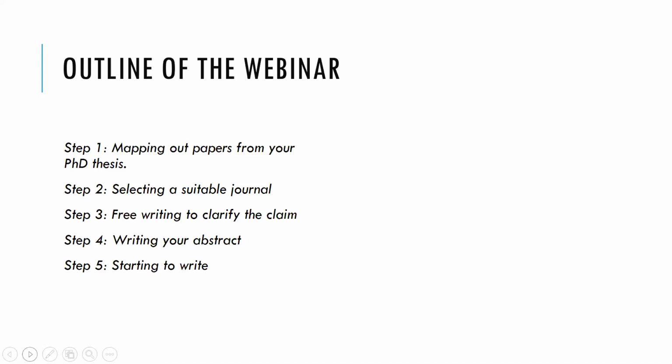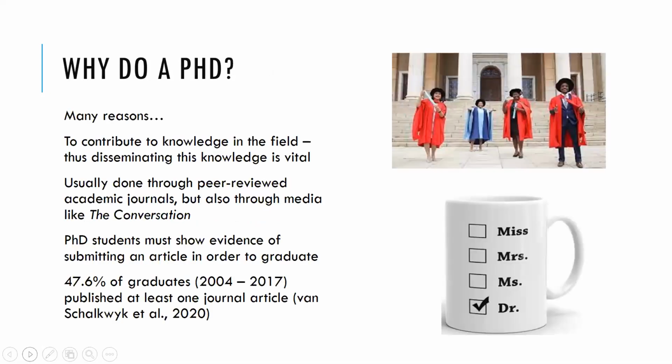So I'm going to start with how do we map papers, then look at selecting a suitable journal. We're going to have a quick focus on free writing to clarify the claim. We're going to focus on how you write your abstract, and then some ideas around starting to write. So let me just begin.